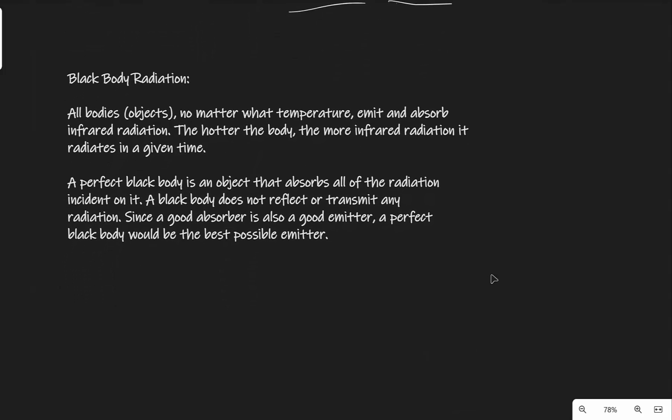Now, a black body is an object that absorbs all of the radiation that is incident on it. And a black body does not reflect or transmit any radiation. However, a good absorber is also a good emitter. A perfect black body would be the best possible emitter. In fact, you can approximate something like a star very well with it. So it's just another concept in physics.